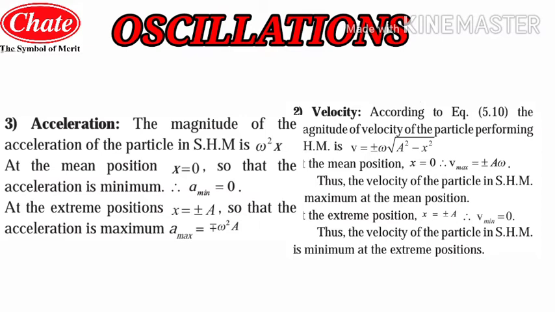Now the second case for the acceleration is at the extreme position. So x will become plus minus a. If you put the value of x as plus minus a, then easily you can see, this is the easiest one, that the acceleration is maximum, so a max will be plus minus omega square a. Hence these are the two conditions that we have checked for the velocity, displacement and acceleration, students.